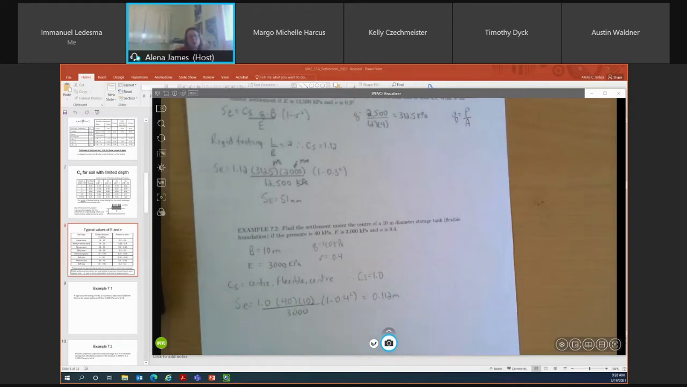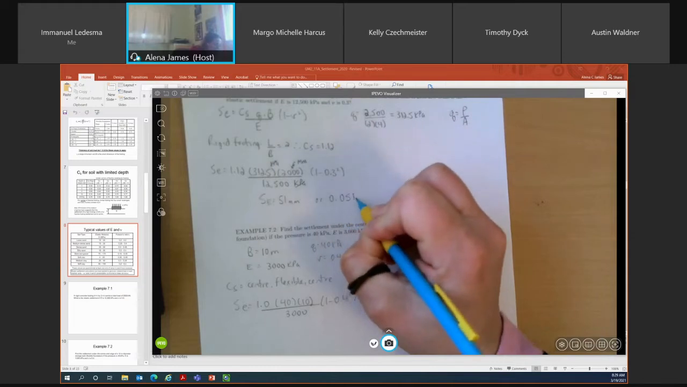I use millimeters. You can use either millimeters or meters in the equation. It doesn't matter. I just said that the smallest dimension of my footing was 2,000 millimeters. You could also just use 2 meters. Divided by 12,500 kPa, because that's my elastic modulus, times 1 minus 0.3 squared, and 0.3 is my Poisson's ratio. So I calculated my elastic settlement in this situation to be 51 millimeters, or if you wanted to represent it as meters, 0.051 meters.